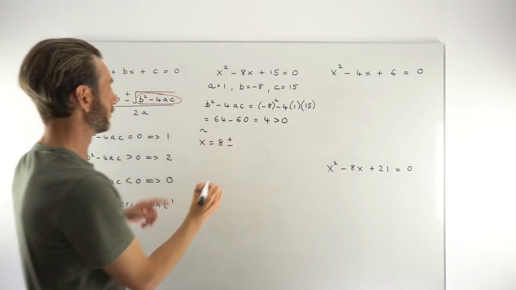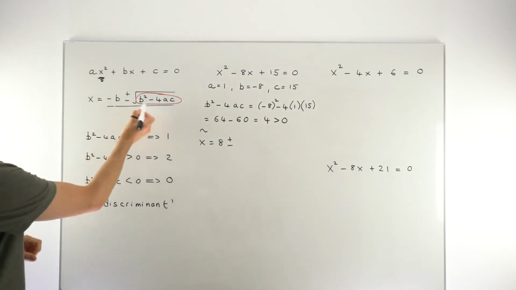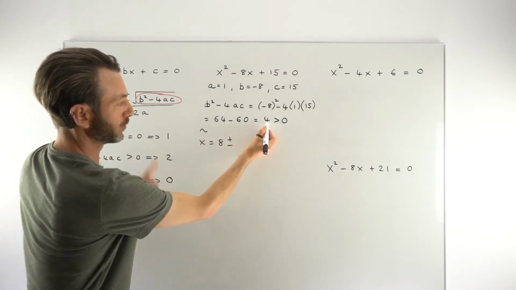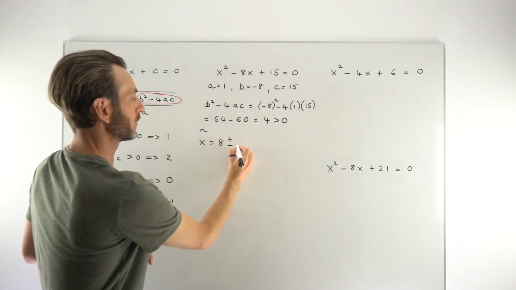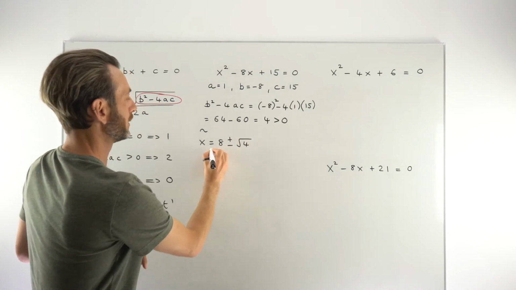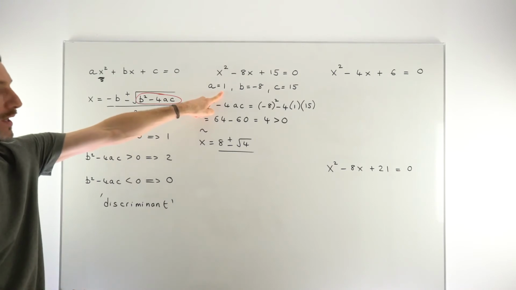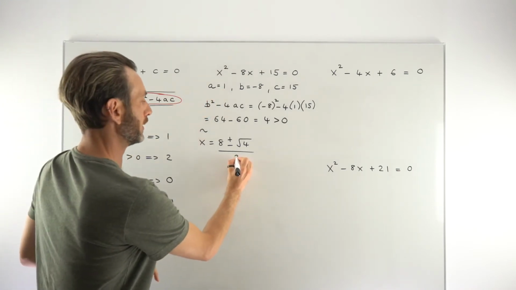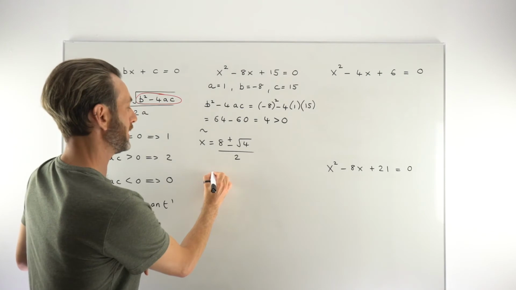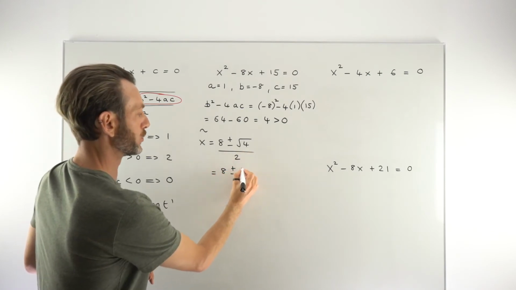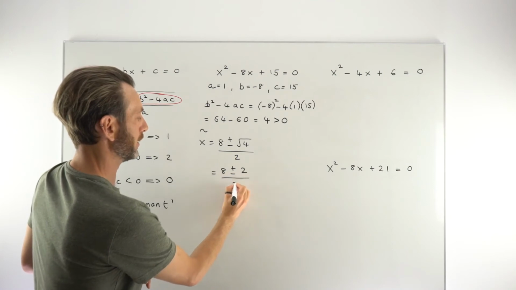Then we've got plus or minus, just copying the formula. The square root of the b squared minus 4ac, the bit under the square root in red, which we've worked out to be 4, so that's going to be the square root of 4, divided by 2a. The a value was 1, it's quite often 1. 2 times 1 is 2, like that. Quite easy to take this forward. That's going to be 8 plus or minus the square root of 4, which is 2, divided by 2.